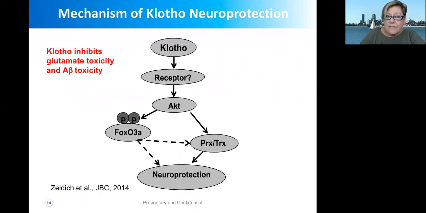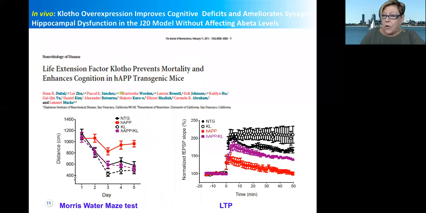So we hypothesize that Klotho inhibits glutamate toxicity and A-beta toxicity by binding to a yet unknown receptor on neurons, activating AKT, phosphorylation of FOXO, and activation of peroxiredoxin and thioredoxin reductase that lead to neuroprotection. This was published 6 years ago, actually. So this was all in vitro.